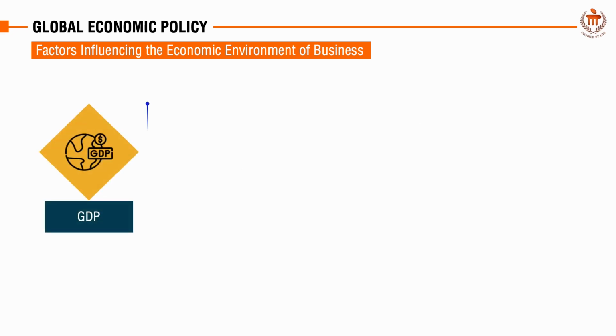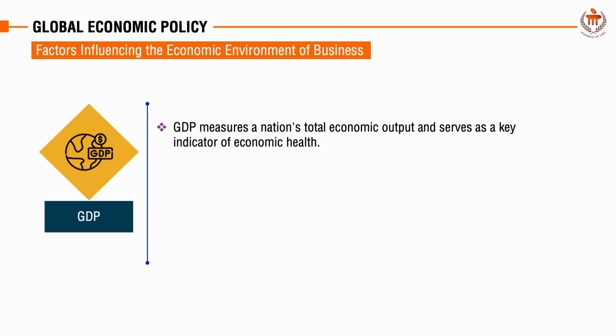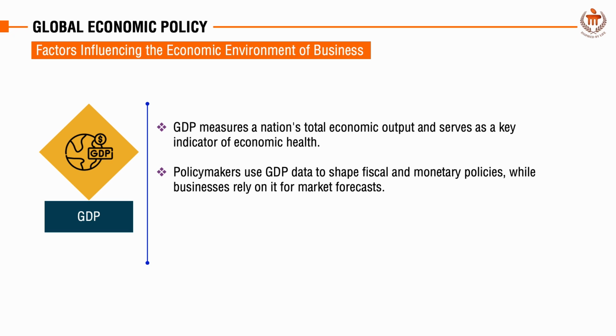GDP, or Gross Domestic Product, measures the total economic output of a nation, essentially, the value of all goods and services produced within a specific time frame. It serves as a comprehensive indicator of economic health. For example, consistent GDP growth suggests a robust and expanding economy, while stagnation or decline signals potential problems such as recession. Policymakers rely on GDP data to formulate fiscal and monetary policies aimed at fostering growth.